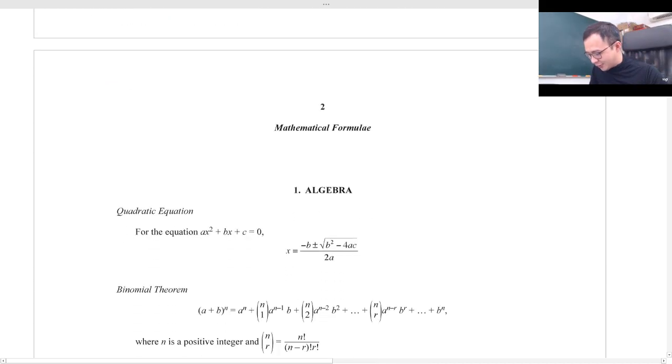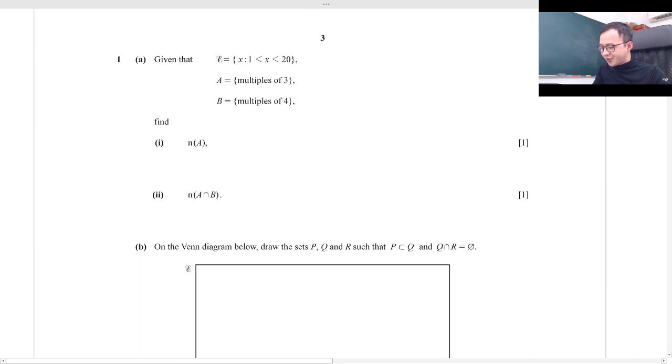So let's have a look at the first question. The first question tells you set A is multiples of 3 and set B is multiples of 4. Whenever you want to do all this set work, always check the universal set first. The universal set here is from 1 to 20. The important tip is to check this sign without the equal, so the universal set does not include 1 and 20. If it's all the integers, you will start from 2 and go up to 19. But here, they don't say anything about integers.